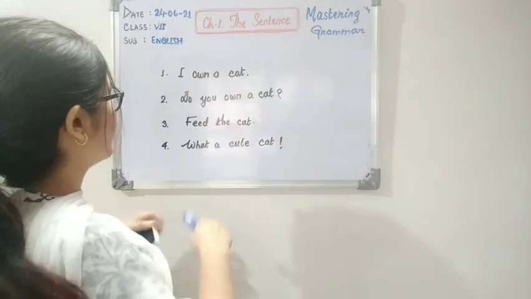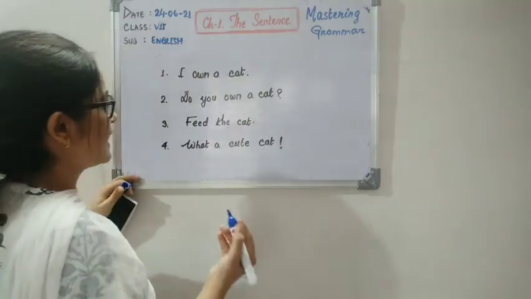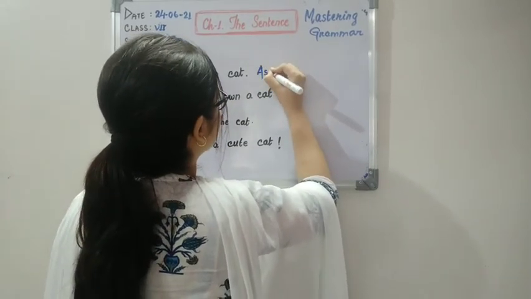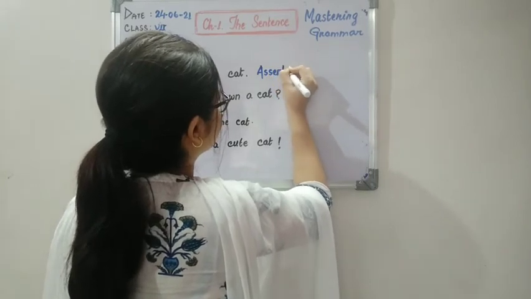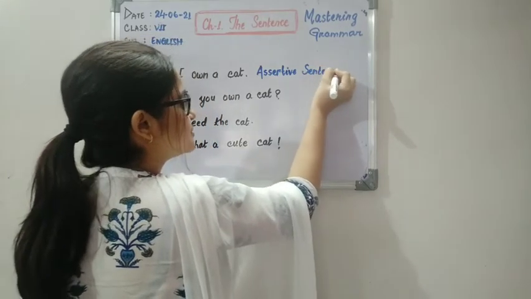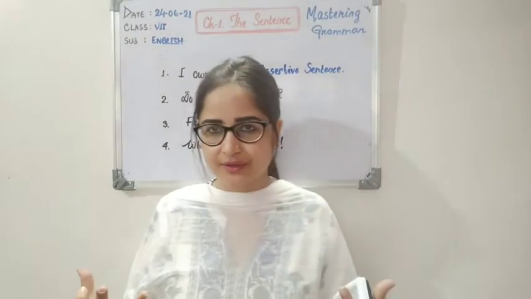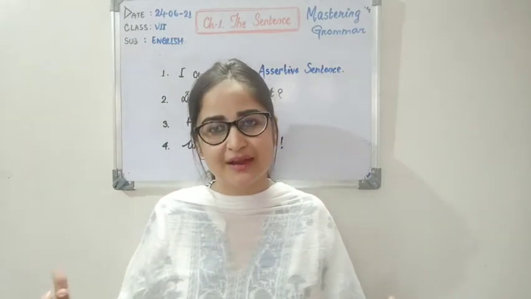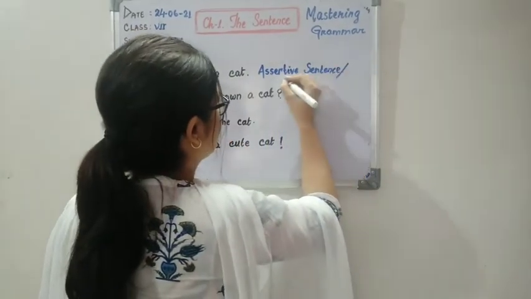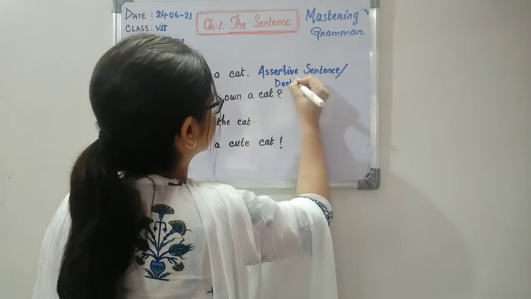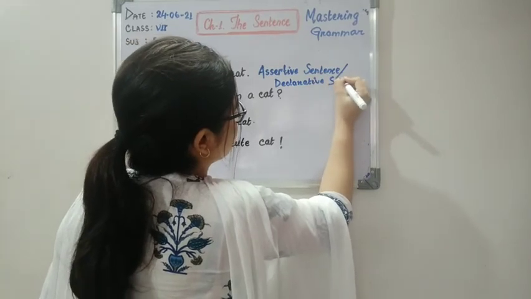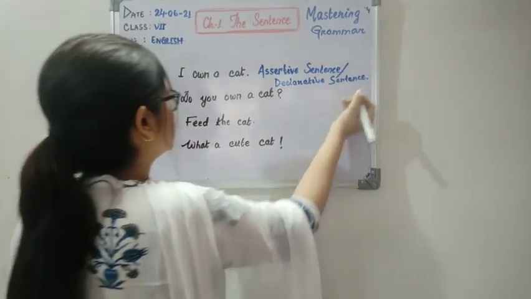Now in the first one, what do we see? I own a cat. This is a statement. Such kinds of sentences are known as assertive sentences. Now children, we are declaring something, right? We are stating a fact. We are telling something. So assertive is also known as declarative sentence. You should know the other name as well, because this might help.